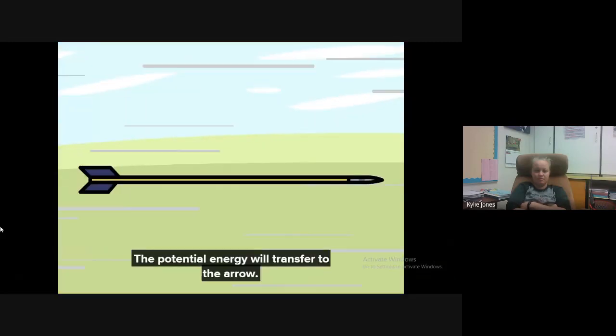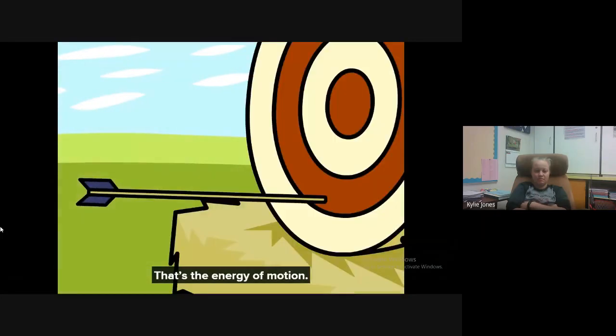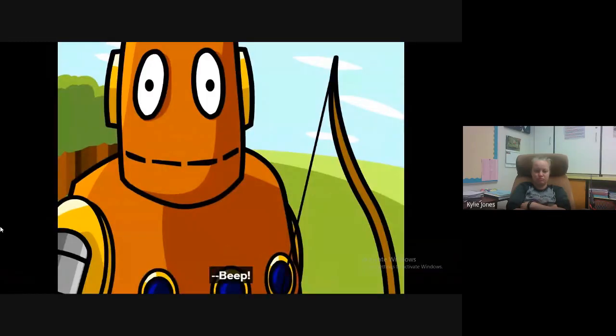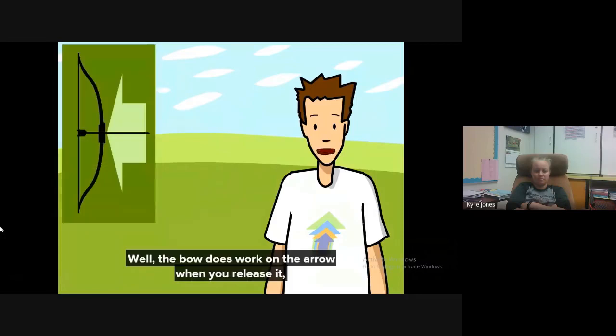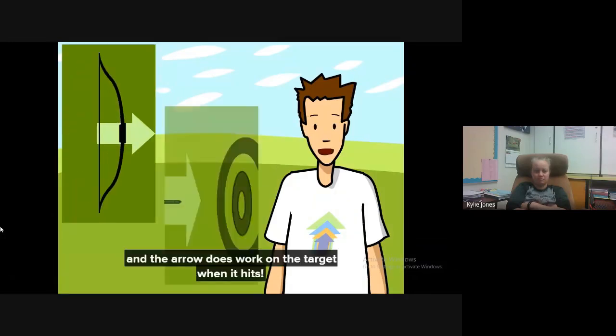The potential energy will transfer to the arrow. The arrow moving through the air has kinetic energy. That's the energy of motion. Not bad, you hit the target this time. Well, the bow does work on the arrow when you release it. And the arrow does work on the target when it hits.